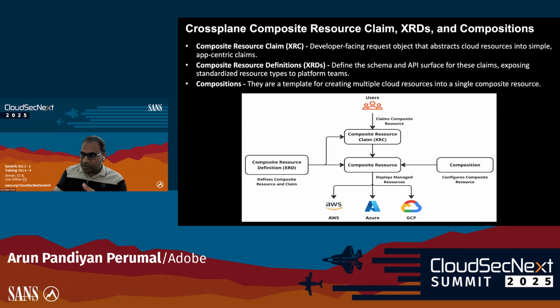And plus the compositions. They are like a template for creating multi-cloud resources as a single composite resource. For example, if we need to create an RDS database on AWS, for the RDS database we require a VPC, subnet groups, DB parameter groups, and other resources as well. So we can combine all of these resources into a single composite resource. It helps us automate things into a single resource, and we can also easily manage it.